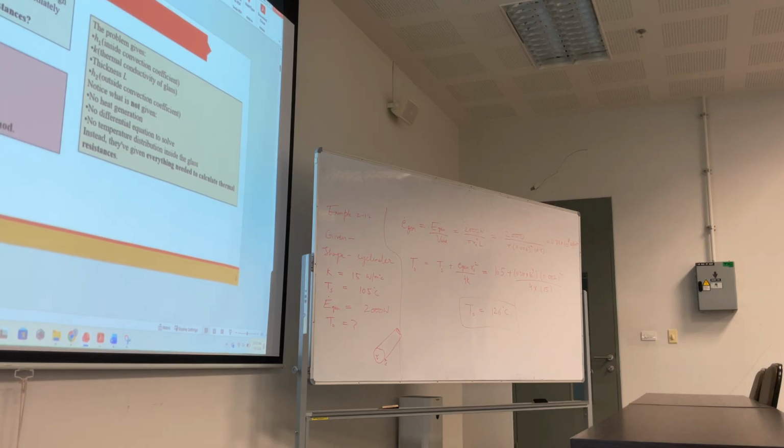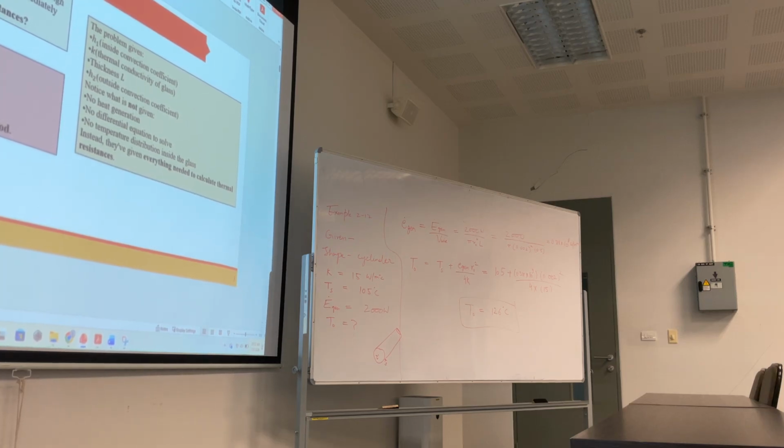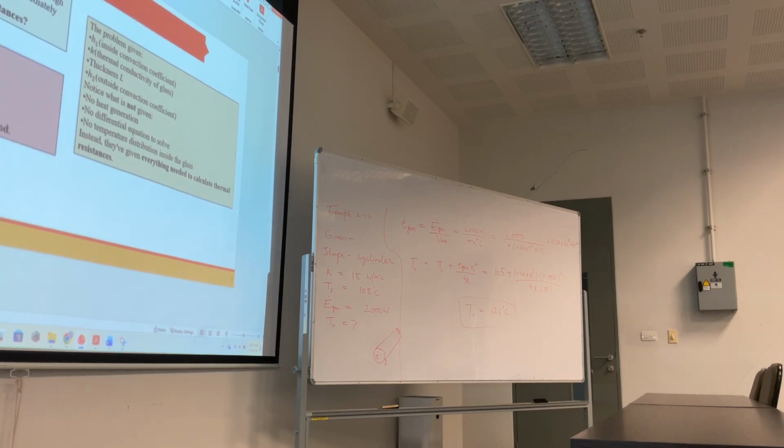So again, if the problem given has a convection coefficient and whatever like this is given, in that case, you will use thermal resistance. Okay, let's see what that is.